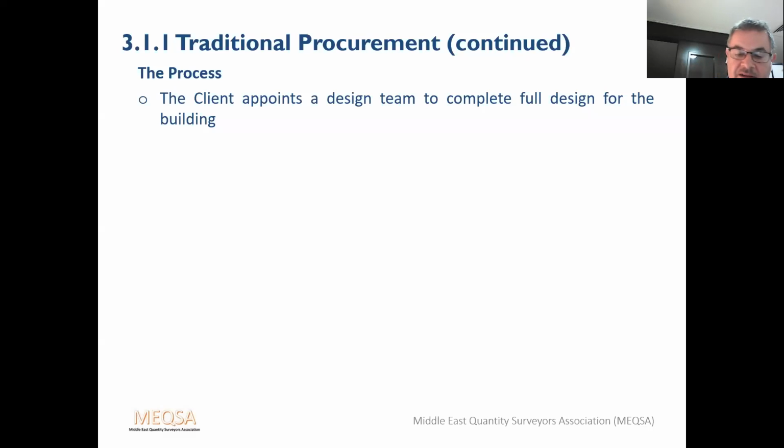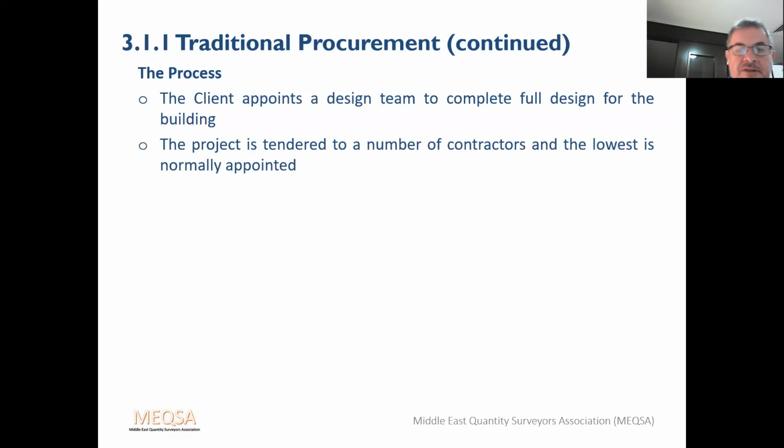If the client is wanting the construction amount to be fixed, it means that the design has got to be fixed before it hits the site. So ideally, the design will be completed, and then and only then will the quantity surveyor prepare the bills of quantities, and the project will then be tendered based on a bill of quantities that is based on a completed design. The project is tendered to a number of contractors, and the lowest tender is normally appointed.